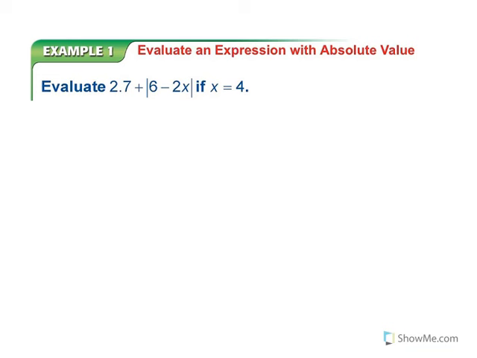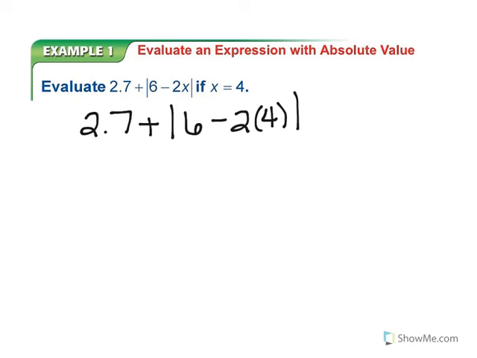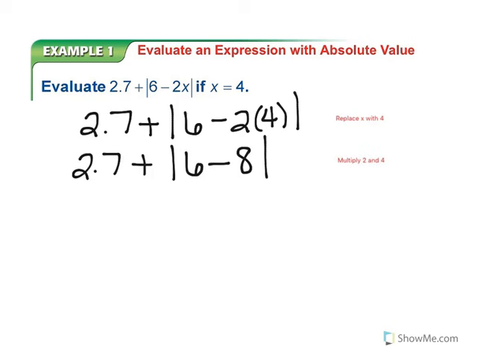So for our first example, we're going to evaluate 2.7 plus the absolute value of 6 minus 2x if x is 4. And all we're going to do is plug in what we know. So here I've written 2.7 plus the absolute value of 6 minus 2 times 4. And notice I use parentheses. Now we're going to follow our order of operations. And out to the side I'm going to put what I actually did for that line. Our next step is to multiply 2 and 4, and that gives me 2.7 plus the absolute value of 6 minus 8.